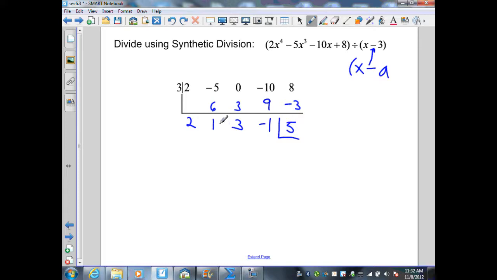Now we can write these coefficients into my expression. Remember, I start with one exponent less than my highest term. This is 4, so I'm going to write with x cubed. So I have 2x cubed plus 1x squared plus 3x minus 1. And I also have a remainder of 5.